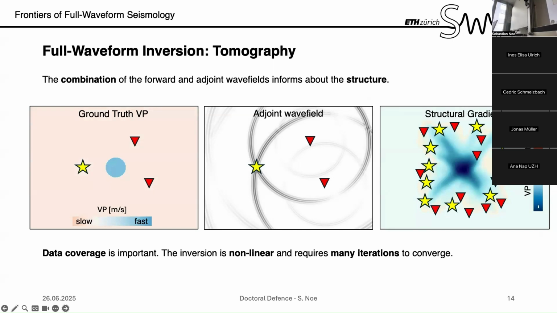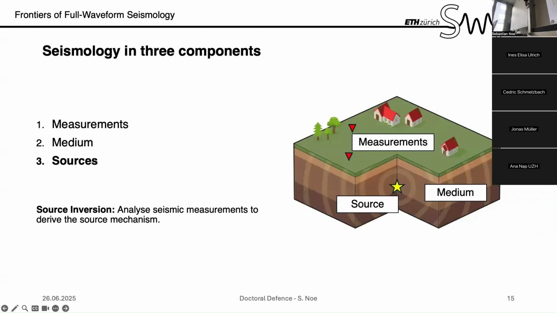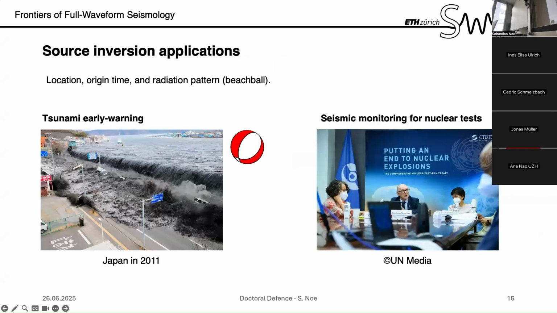So this really speaks to the fact that the problem is nonlinear, and usually you need many iterations where you update your model and just do the same thing again to then at some point converge and have a good waveform fit. All right, and then let's talk also about the sources. They have source inversion itself, and seismic sources are quite interesting to look at for several applications.